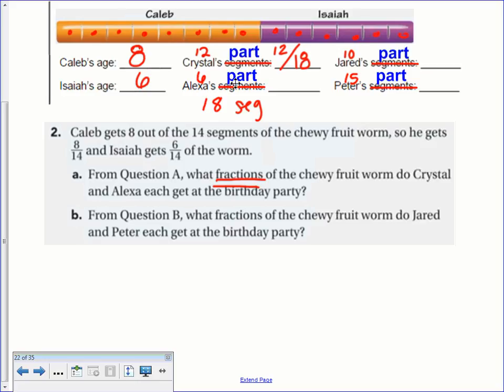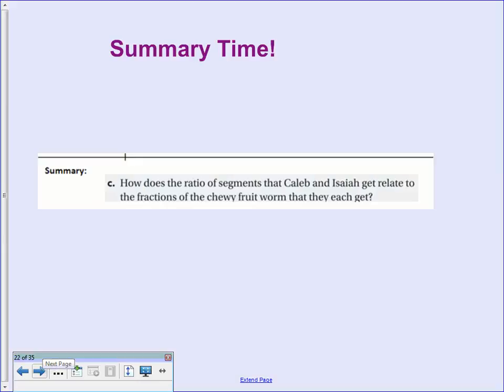All right, Alexa would have gotten 6 out of 18. And depending how you decided which one to use, I think we just have to go with 10 and 15. So 10 plus 15 is 25. So Jared's would be 10 out of 25, and Peter's would be 15 out of 25. Pause if you need to write stuff down.